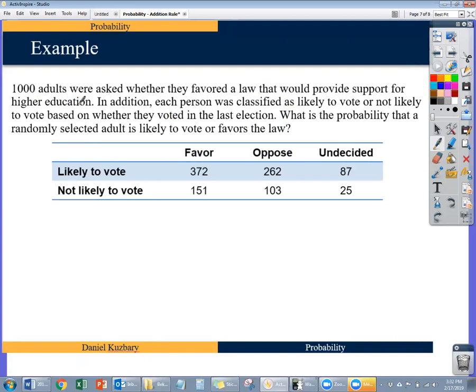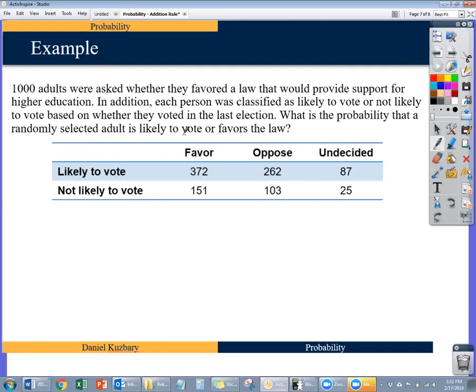So here we have 1,000 adults who are asked whether they favored a law that would provide support for higher education. In addition, each person was classified as likely to vote or not likely to vote based on whether they voted in the last election. What is the probability that a randomly selected adult is likely to favor the law?